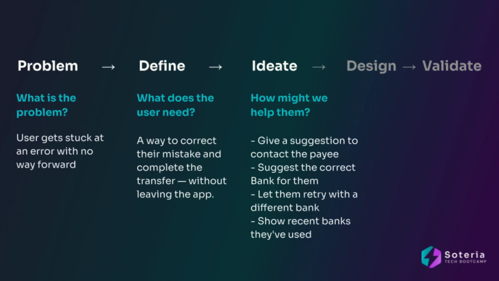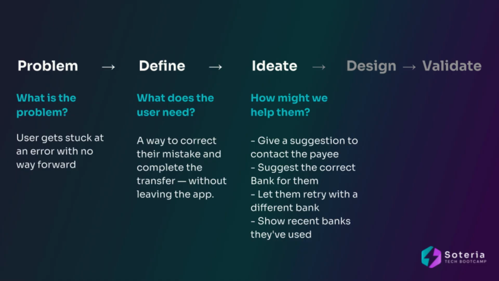So here are a few things that you can do. Number one is that you can give them a suggestion to contact the payee, to confirm the details. Number two is you can suggest the correct bank for them. So maybe they put in the account number and then you can validate from the back end, like, okay, this actually belongs to this bank. Of course, there are going to be issues with that, but let's not talk about that. Number three is let them retry with a different bank. So you can ask them to go back to the drop down list and choose a different bank. And another one could be you can show them the recent banks they've used and see if it is one of those.